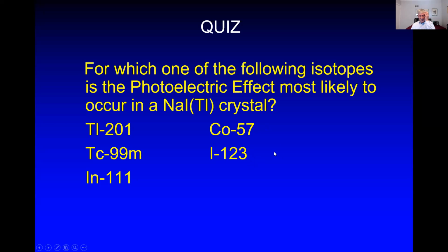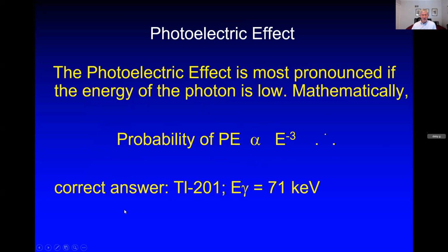This one's 159. And so what's the dependent factor? The photoelectric effect is actually more likely to happen at low energy, and the Compton effect is more likely to happen at high energy. So we want to rank these in order of energy. Thallium is first, then cobalt, then technetium, then iodine, then indium. And so we're going to say that thallium is a big winner.